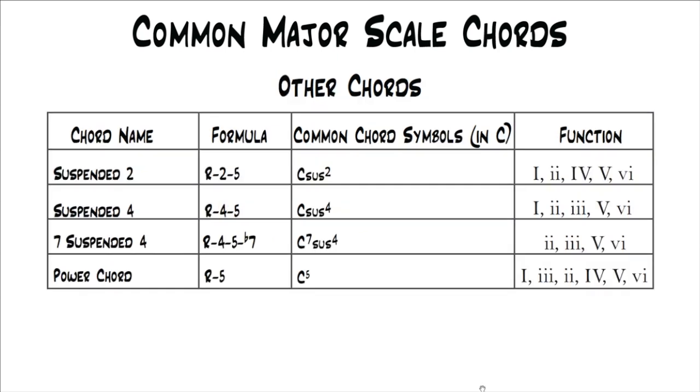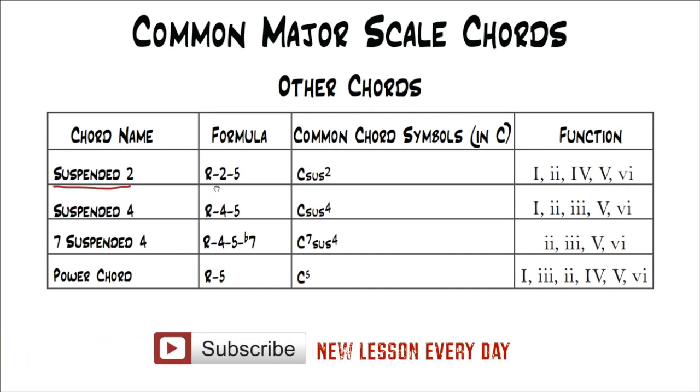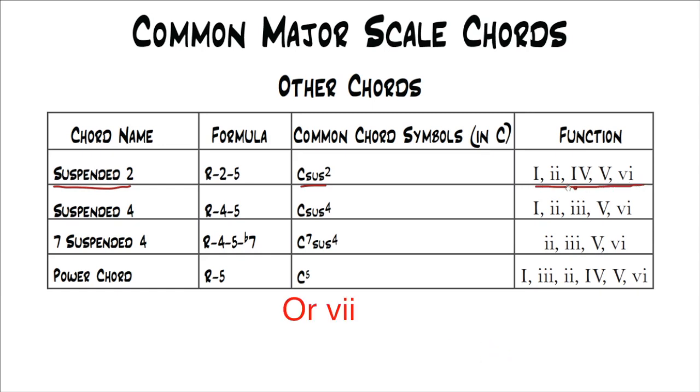And then I also had the other types of chords, which are neither major or minor, which, as you remember, are the suspended chords and the power chord. For example, a suspended second is a root, 2, 5, a root, major second, perfect 5th, with its common chord symbol. That would function for any major scale chord except the 3. So it would work as a 1, 2, 4, 5, or 6. It wouldn't work as a 3 because if you build a chord off the 3rd note of the major scale, you end up with a flat 2. So that's why it wouldn't work, because a suspended second has a major second.